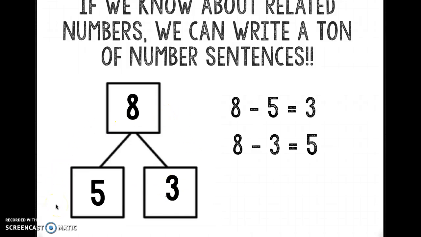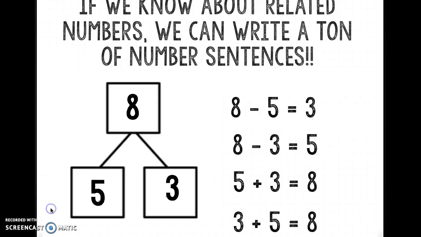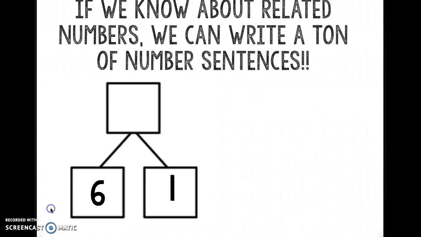Now I've written 2 subtraction sentences. I want to write 2 addition sentences. I know that if I add my parts together, it's going to equal the whole amount. So I can say 5 plus 3 equals 8. I'm still just using the numbers in the number bond. And I can also say 3 plus 5 equals 8. I'm just using the numbers in my number bond. I didn't have to bring in any new numbers. They're the only ones living in that family. Whoa, I told you we could write a ton of number sentences. Let's try it again.